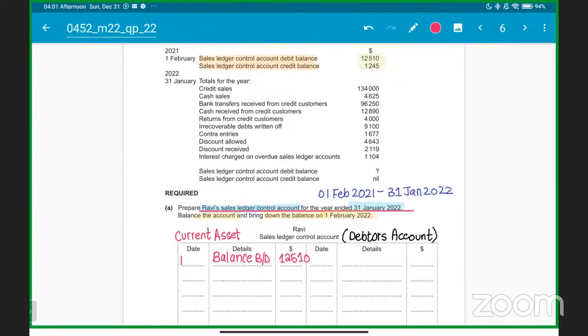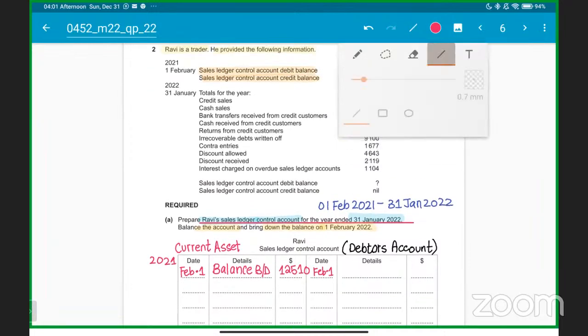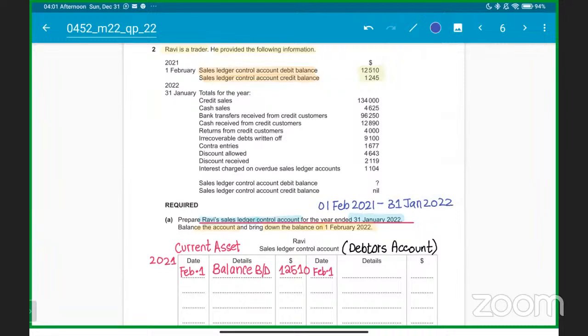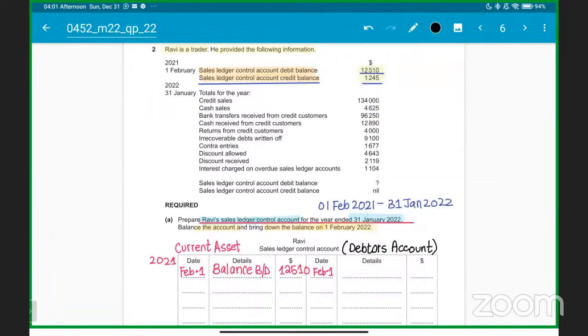Balance brought down, February 1st, 2021, at the start of the year. That is the balance brought down here. And similarly, February 1st, 2021, here also we have a credit balance. Anyone who needs an explanation for this, let me explain that as well. Sales ledger control account, a credit balance, and sales ledger control account, a debit balance. Getting it? So this is a 1245 credit balance. Understood? Clear?